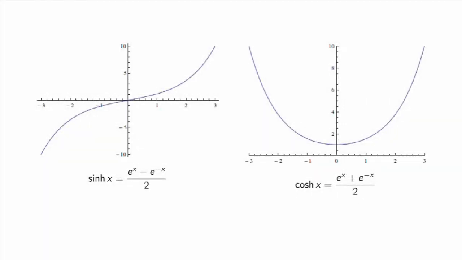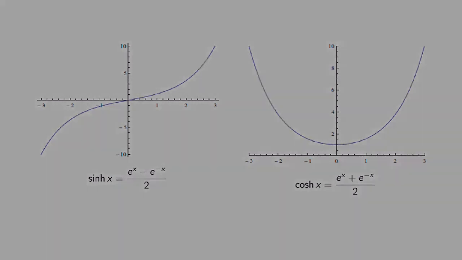So what do these hyperbolic functions look like? Well, it's easy to sketch their graphs because we know the graph of the exponential. So if we start with the hyperbolic sine, which is the odd part of the exponential, its graph looks like this, which is indeed the graph of an odd function. And if we look at the hyperbolic cosine, which should be the even part of the exponential, its graph looks like this, which is the graph of an even function.